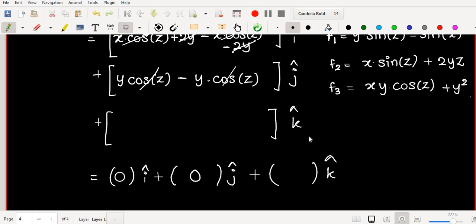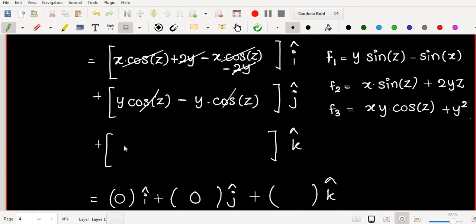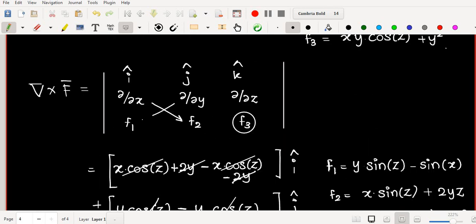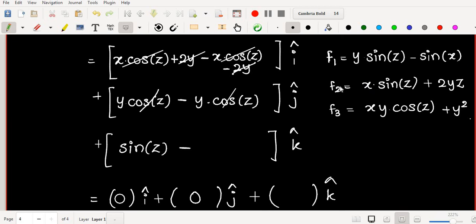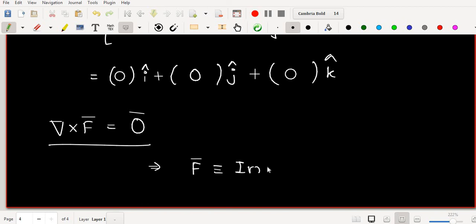To find coefficient of k bar, we take partial derivative of f2 with respect to x. So this will be sin z minus partial derivative of f1 with respect to y. So this will be minus sin z. Again these terms will get cancelled. So we get 0. So this implies value of vector del cross f bar is a 0 vector. This implies given vector function f bar is irrotational.